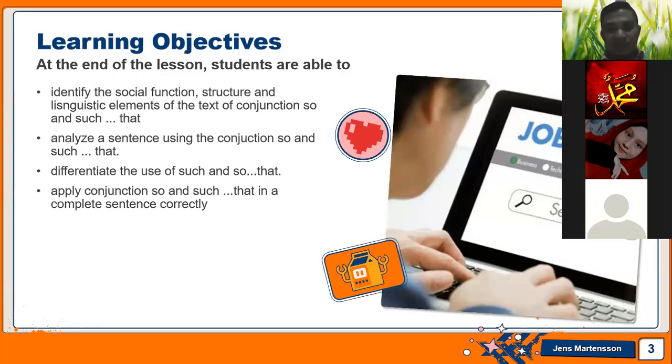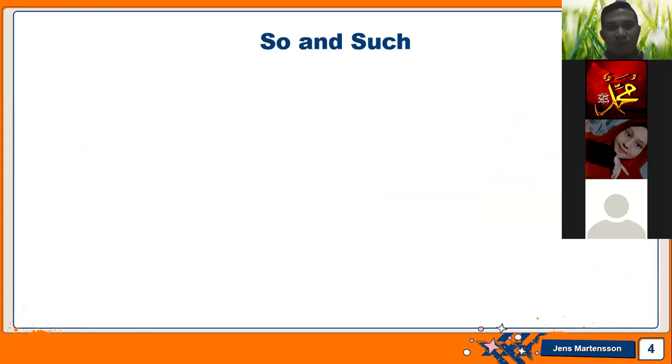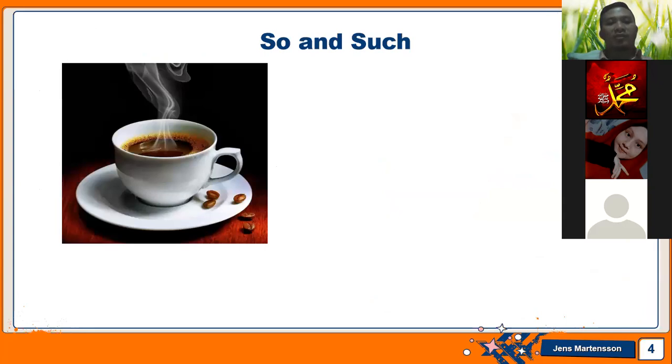All right, so have a look at the first slide. So and such. We don't use them together in one sentence; they are used in separate sentences. Here, look at this coffee. Can you give a description of this coffee using an adjective? Can you see the picture?